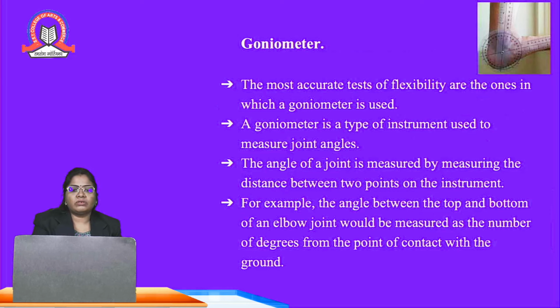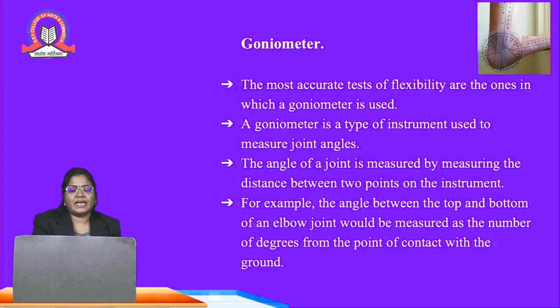Next one is goniometer. This is the instrument to find the flexibility of the body. The most accurate tests of flexibility are the ones in which a goniometer is used. The goniometer is the type of instrument used to measure joint angles. The angle of the joint is measured by measuring the distance between 2 points on the instrument.